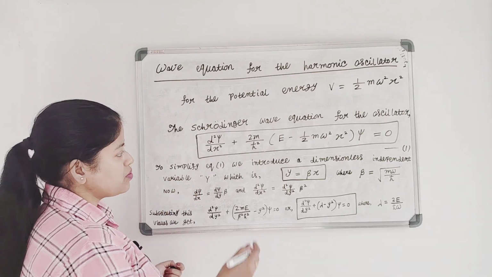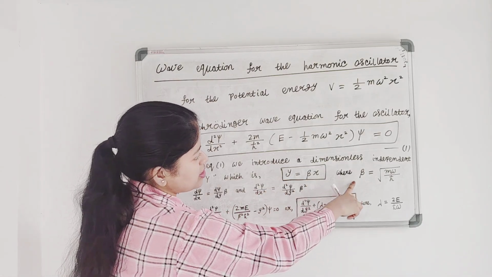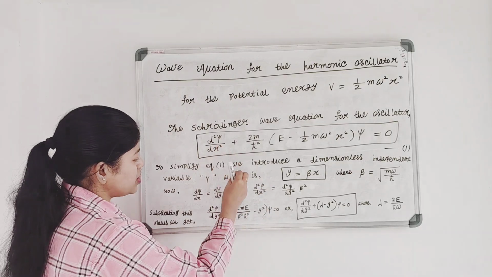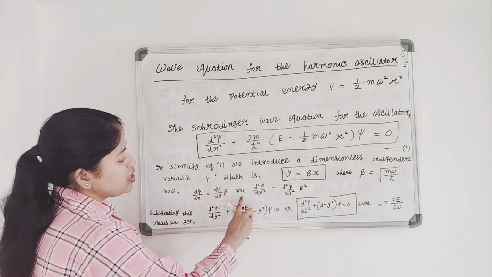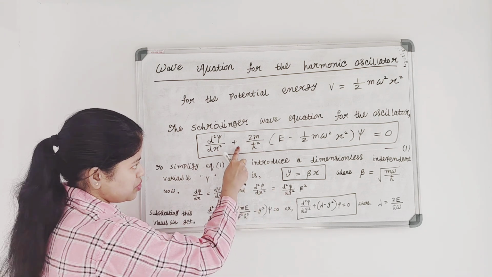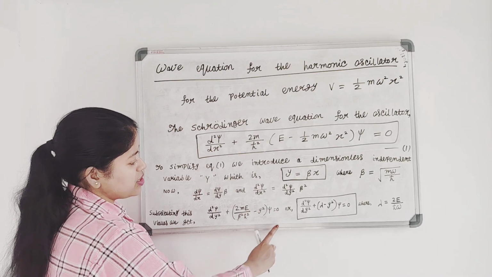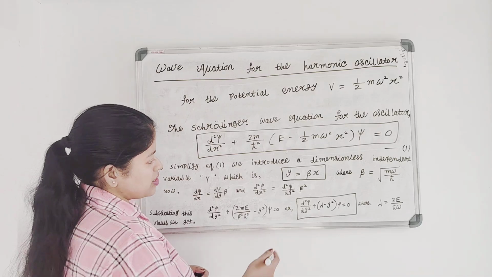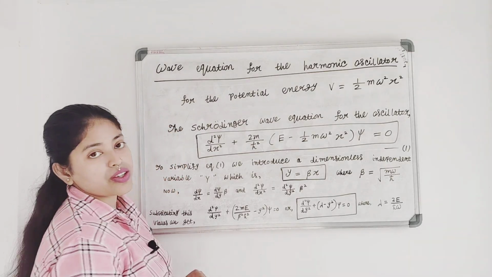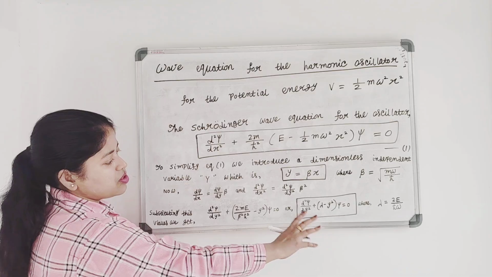To simplify equation 1, we have introduced a dimensionless independent variable y. Here y equals beta x, where beta is root over m omega by h cut. To put the value of y in this expression, we need to calculate d psi dx and d2 psi dx2 in terms of y. Putting these two values in equation 1, we get d2 psi dy2 plus 2m by beta square h cut square minus y square into psi equals 0. We can simplify it further and write it as d2 psi dy2 plus lambda minus y square into psi equals 0. Here lambda equals 2m by h cut omega. So now this is our final equation for the harmonic oscillator.